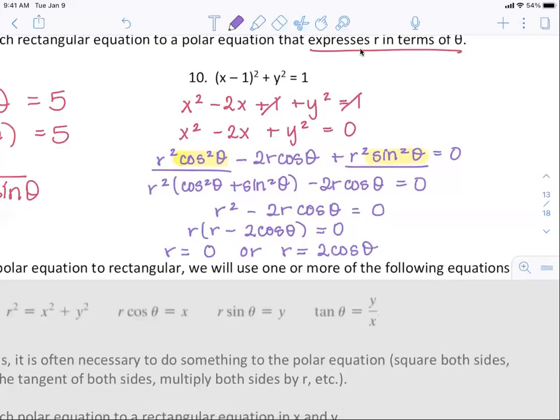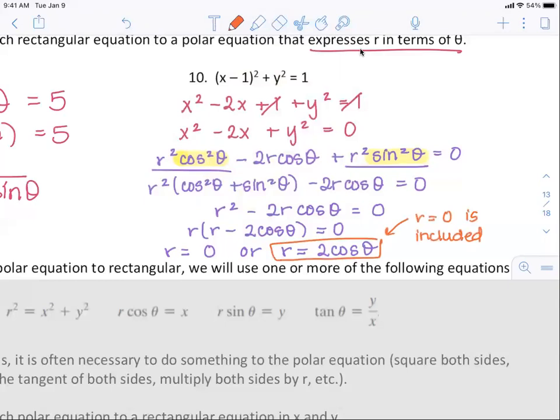Now, this could mean that there's two different polar equations that graph this exact same function. However, if we consider both of these, the question is, is there a value of theta so that 2 cosine theta would also be equal to 0? And there definitely is. There's several. If theta was equal to pi halves, that would be 2 times 0, so we'd get r equals 0. So we only need this one equation because r equals 0 is a solution that is included in this equation.